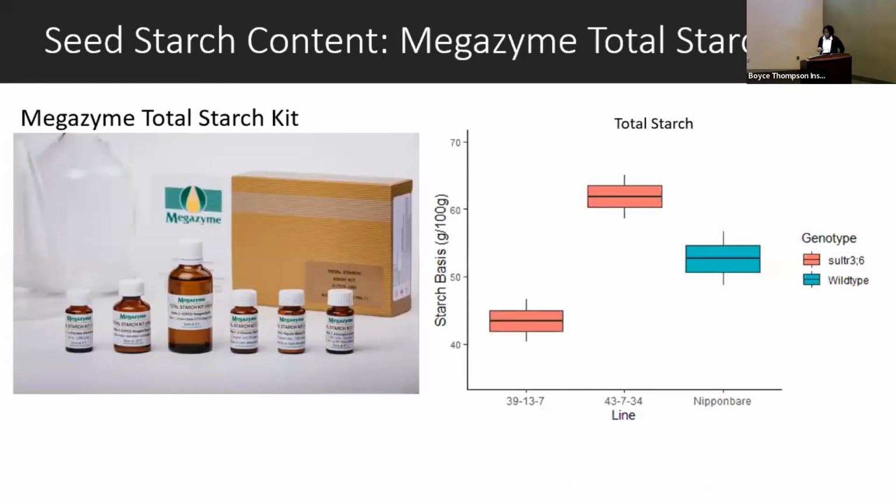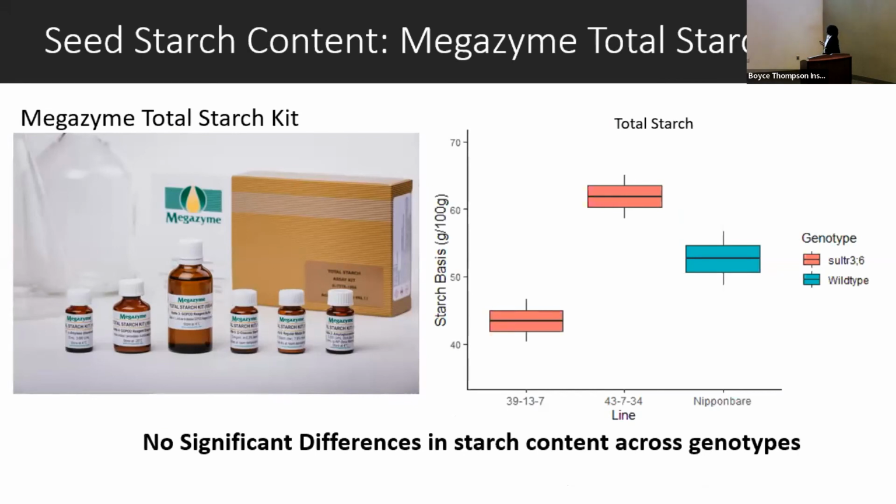So while we saw no morphological differences between the seeds, we also just wanted to confirm the total starch content in both the wild type and mutant seeds. We calculate this total starch content using Megazyme's total starch kit. While you do see quite a bit of variation between our two mutant lines, this variation is not consistent in either direction, and is likely just chalked up to general starch variation between the seeds and plants.